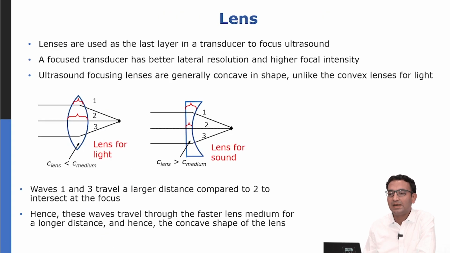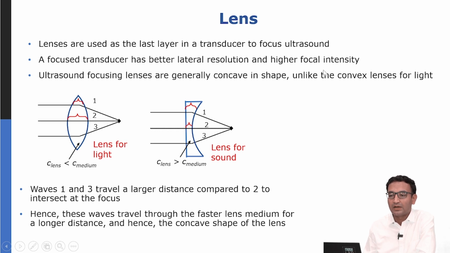Now let us discuss the lens and its use in ultrasound imaging. You are familiar with lenses in the context of optics. Lenses are used for focusing. For example, the glasses I am wearing right now have lenses because I have myopia. So lenses are typically used also in ultrasound as a last layer in a transducer to focus ultrasound to get sharp images. A focused ultrasound has better lateral resolution and a higher focal intensity.